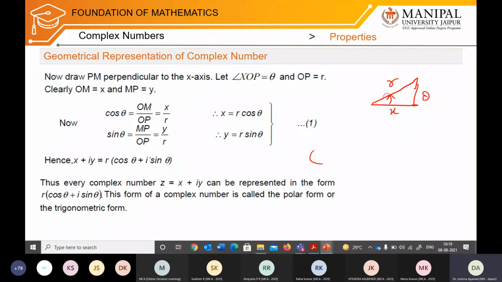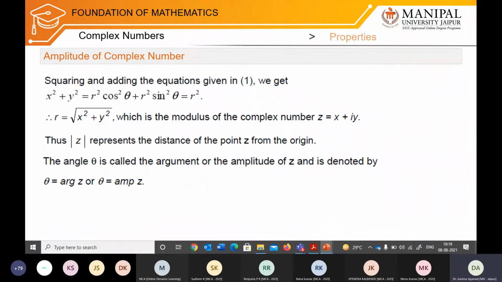X plus iota y will be r cos theta plus iota sin theta. If we substitute the value of x as r cos theta and the value of y as r sin theta, it will convert into r times cos theta plus iota sin theta. So this is the polar form of a complex number, or we can say the trigonometric form of a complex number, right? Now what will be the amplitude of a complex number?